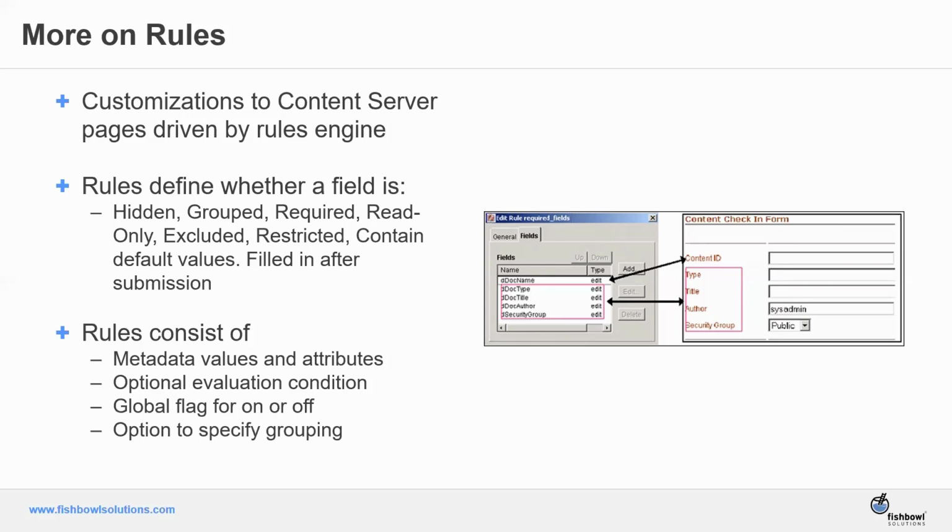And those rules can consist of metadata values and attributes. There's optional evaluation conditions, like I mentioned the global piece before, and then there's an option to specify grouping. One of the best practices we can get across today is that whole idea of grouping and providing that visual effect so you can break up how people see their page as they're working through their metadata.